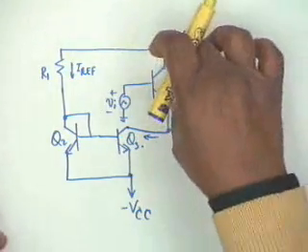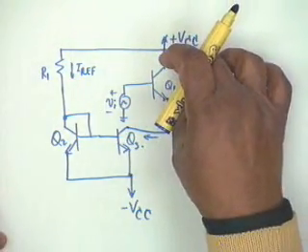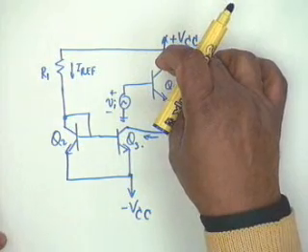And of course, Q1 is to be prepared for a voltage of 30 volts across it, at least 30. It must be able to stand. We will analyze this circuit tomorrow.